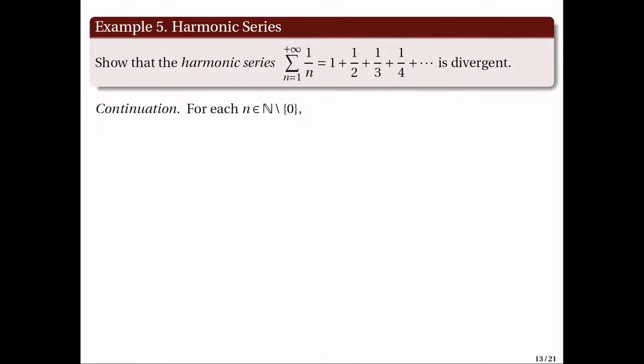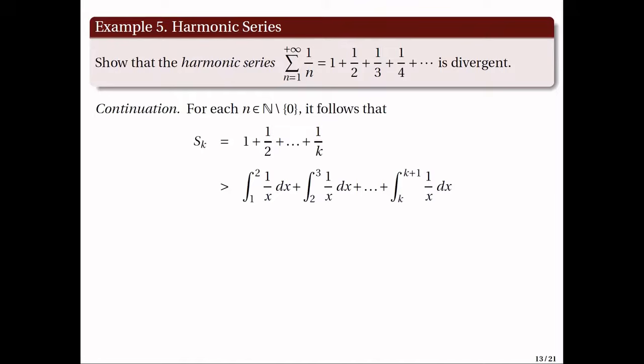Now, for each non-zero n, it follows that the kth partial sum is equal to the sum of the first k terms of the harmonic series, which is equal to 1 plus 1/2 plus, and so on, up to 1 over k. Now, this is greater than the sum of the following definite integrals. We have the definite integral of 1 over x on the interval 1 to 2, intervals 2 to 3, and so on, up to the interval k to k plus 1.